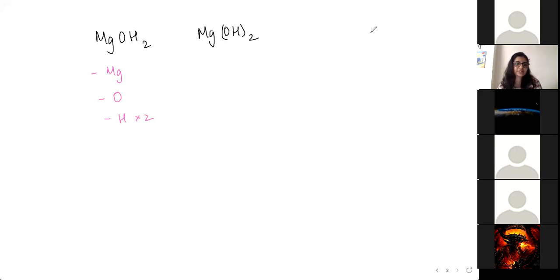If we have magnesium hydroxide, we are taking the whole OH itself twice. So to make it clear that OH as a set you're taking twice, you need to add these brackets. That's why these brackets are important. So in this, there is one Mg and OH as a whole you're taking twice, which means there are 2 oxygens and 2 hydrogens.